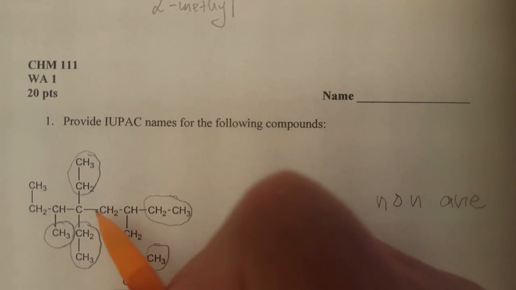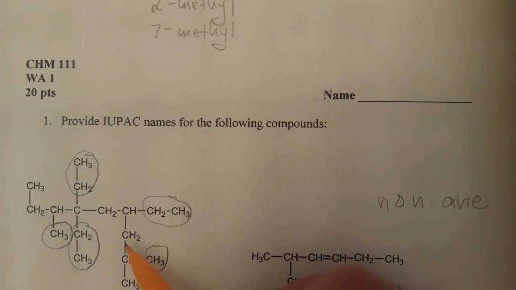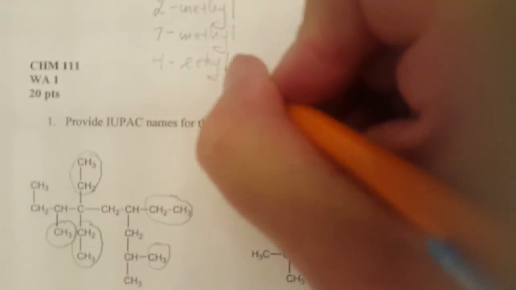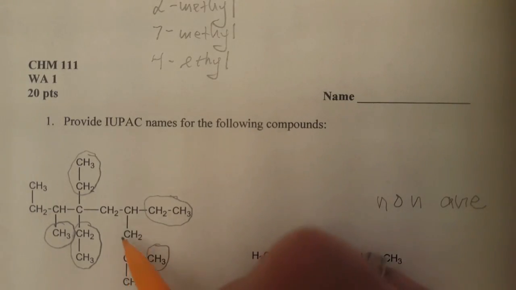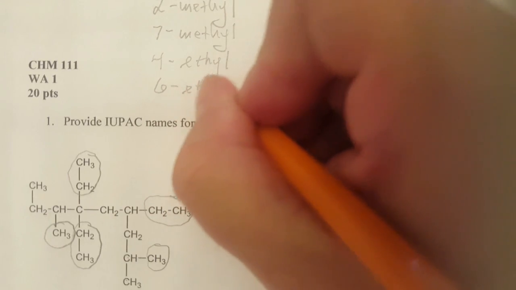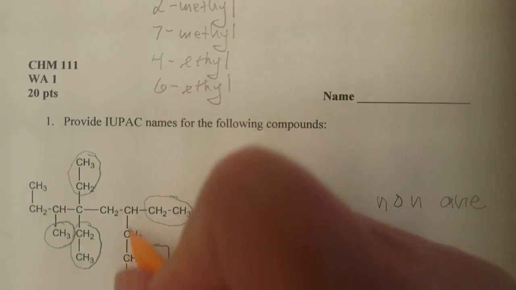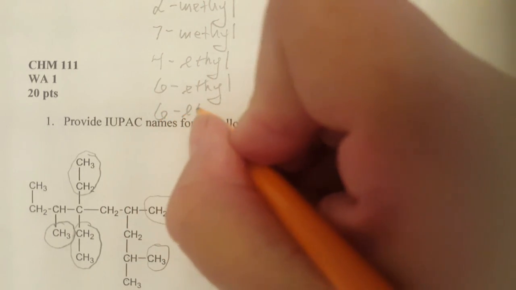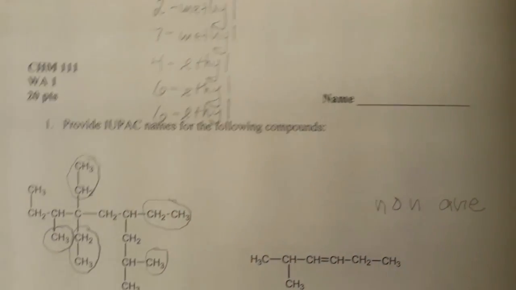1, 2, 3, 4, 5, 6, 7. That's a 7-methyl. 1, 2, 3, 4. 4-ethyl. And 1, 2, 3, 4, 5, 6. 6-ethyl. And 1, 2, 3, 4, 5, 6-ethyl. Another 6-ethyl. So these are all the substituent groups.